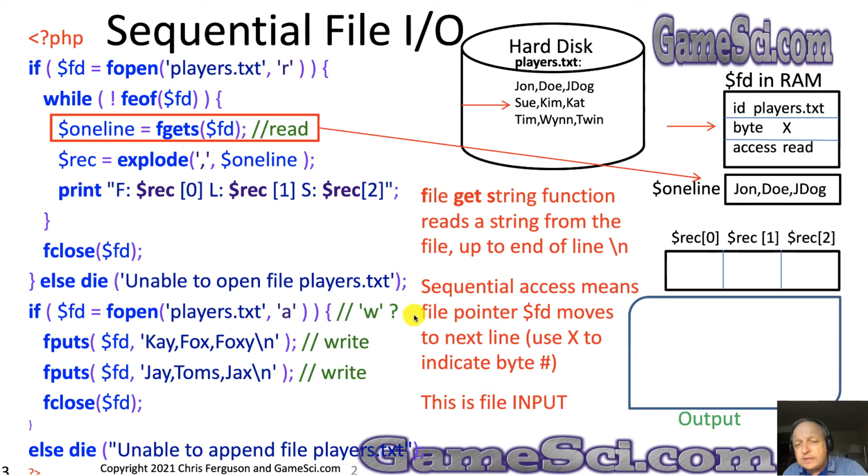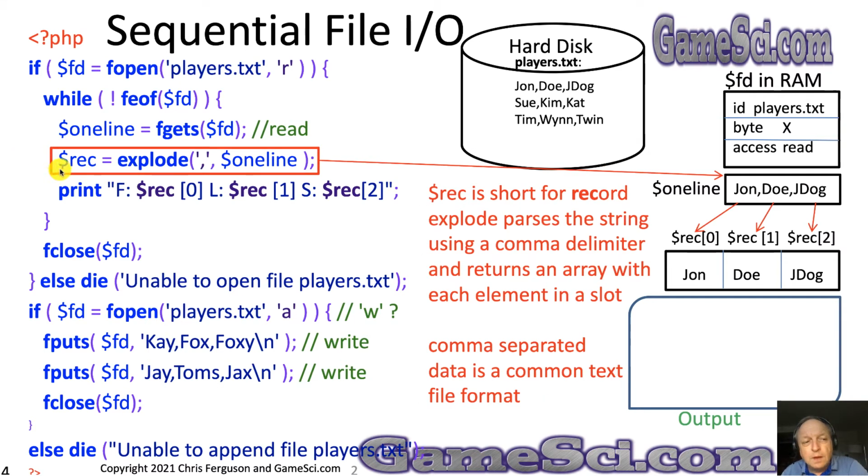Sequential access means the file pointer $fd moves to the next line. I use X as sort of a variable here to indicate that I've moved to a different byte position in the file. This is the file input. Read data off of the disk file. $rec equals explode, passing it a comma and the $line variable. $rec is short for record. We're reading one record out of the disk file.